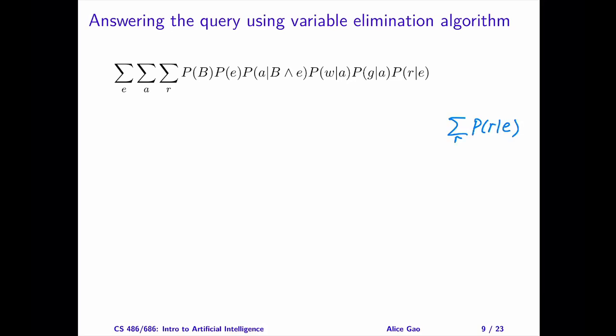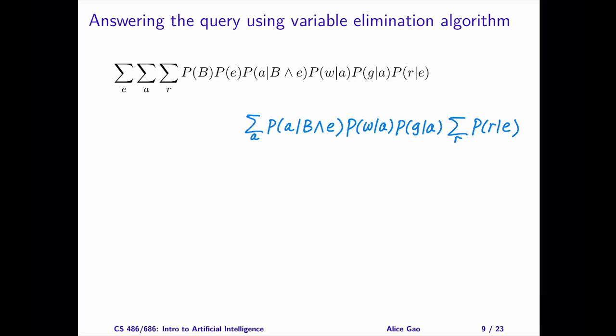The next summation is over A. Let's gather all the terms involving A: P of A given B and E, P of W given A, and P of G given A. Put these terms together to the right as much as possible. Next, we'll move the summation to the right until it is over these three terms only.